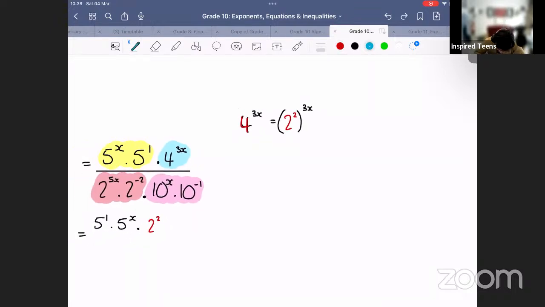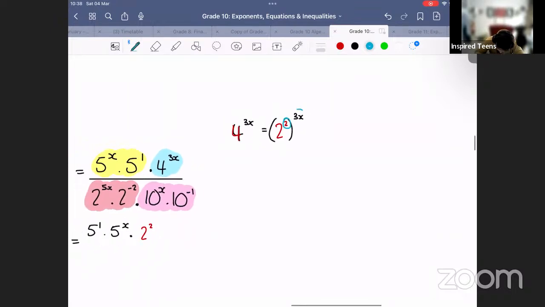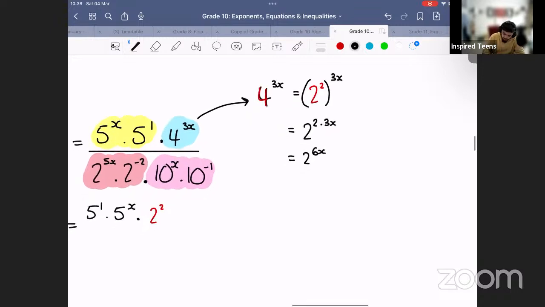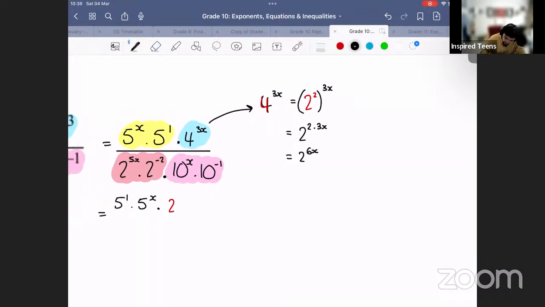Now, what I will notice here is that I have a power to a power. I hope that you guys can see that. So what happens when I have a power to a power? I multiply the powers. 2 to the power of 2 times 3x, which then becomes 2 to the power of 6x. So I'm directly going to write this as 2 to the power of 6x.